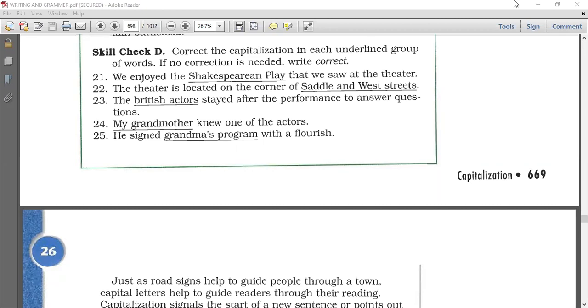Yes, Mister. Can you, G capital or capital G, and P also? The B is small. The B is small. He signed Grammar's program with Flourish, capital G only, Baghdad. The P doesn't need to be capital. Okay, so let's move on to the explanation.